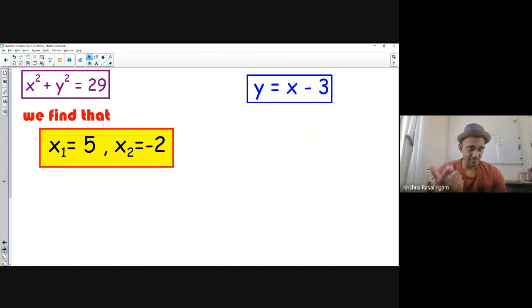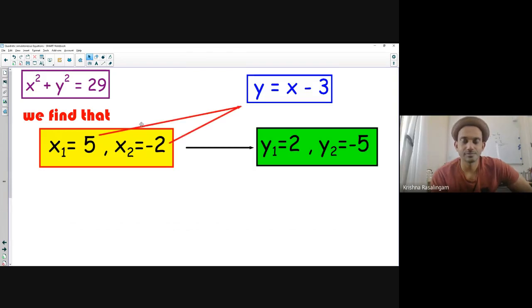So we've got x is 5, x is -2, but what are we trying to do? We're trying to see where the purple line and the blue line coexist, i.e. where they're the same, where they share values. So that means the y values must be the same. So if I sub the yellow into the blue, I will get 2 and -5 because when x is 5, 5 take away 3 is 2. And when x is -2, -2 minus 3 is -5.